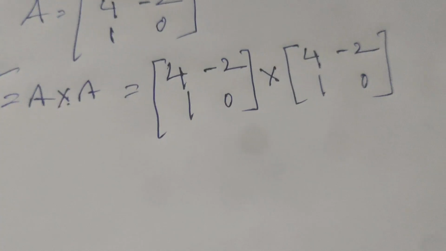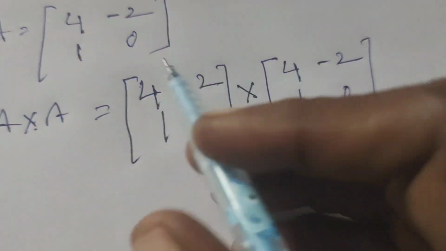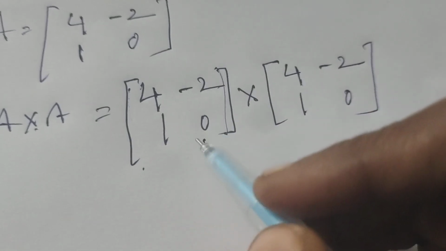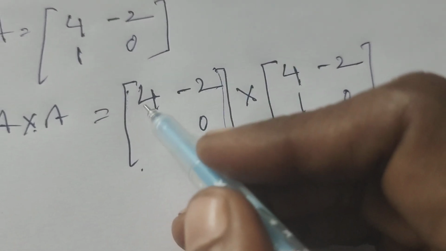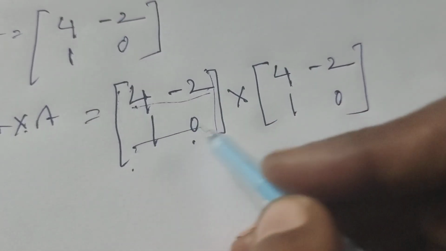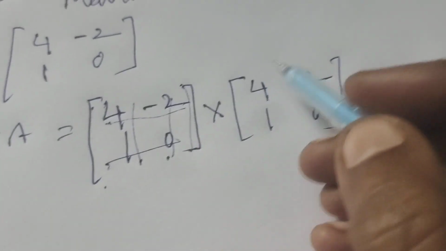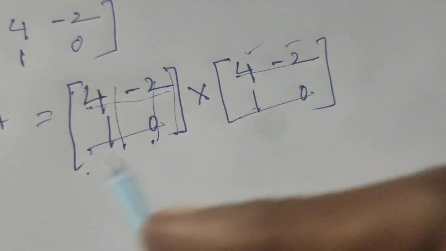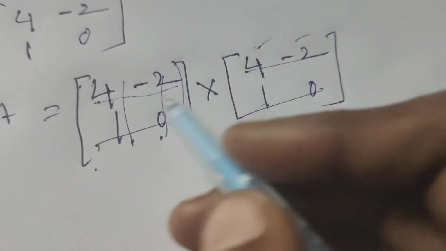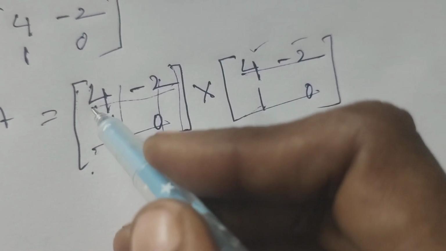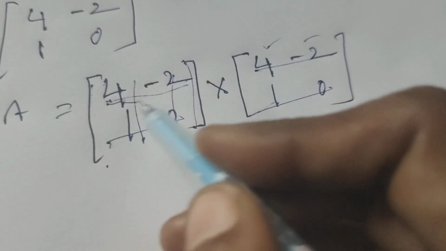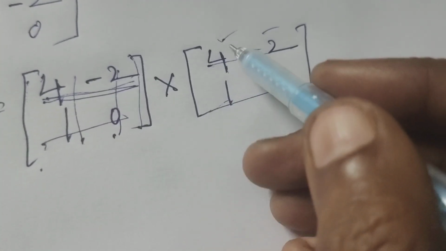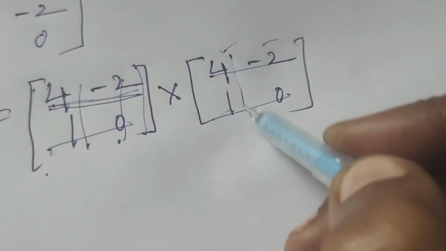Okay, now multiply these two matrices. This is a 2 by 2 matrix, which means there are 2 rows and 2 columns. Here also 2 rows and 2 columns. Multiplication means the first matrix's first row is multiplied with the next matrix's first column.